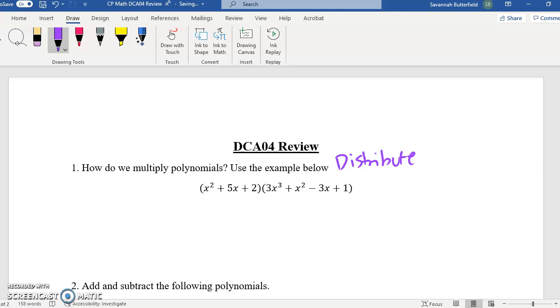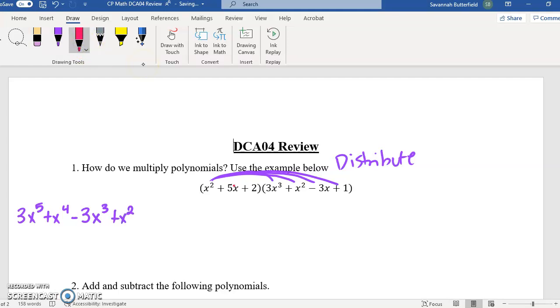And so what I'm going to do here is I'm going to take the x squared and distribute it into everything here first. Then I'll distribute the 5x. Then I will distribute the 2. So starting with x squared, I'm distributing it into all four of these terms. So x squared times 3x cubed is going to be 3x to the 5th because I add my exponents. X squared times x squared is going to be x to the 4th. X squared times negative 3x is going to be minus 3x cubed. And then x squared times 1 is just x squared.